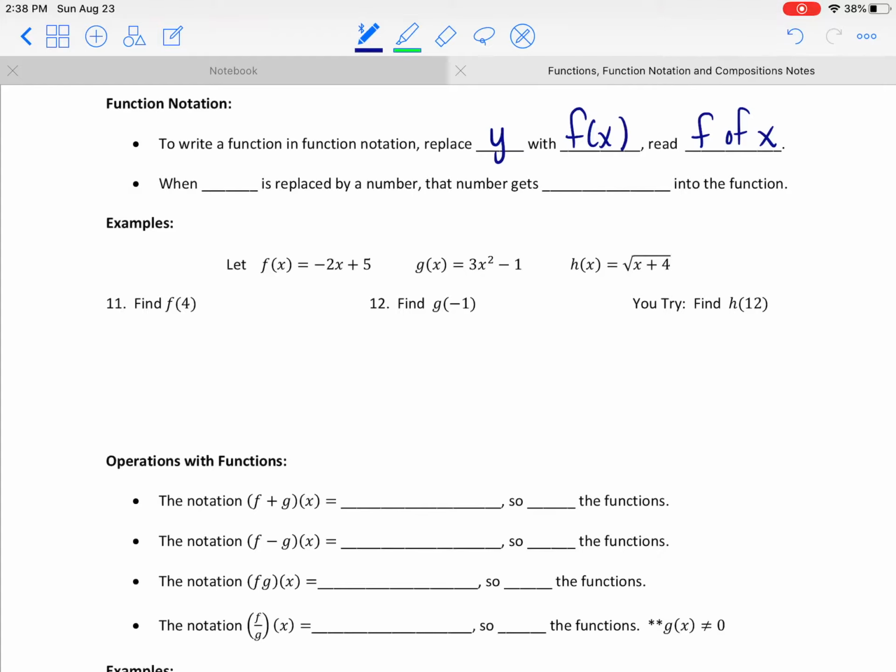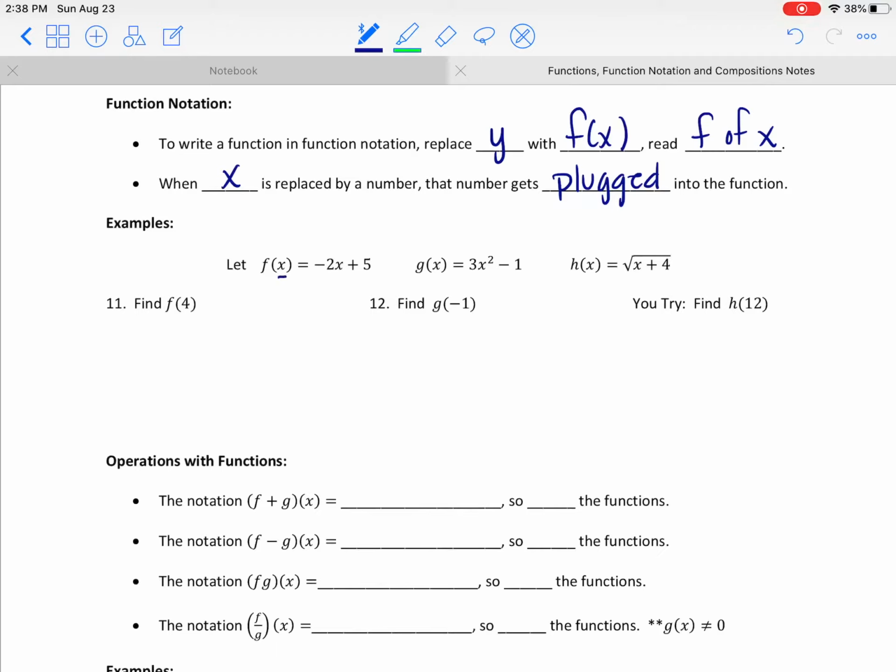Okay? So function notation, to help us distinguish between types of functions, is again something that we've probably seen before, and sometimes with function notation you might be asked to evaluate. Basically what will happen is the x in the function notation could be replaced by a number. When x is replaced by a number, then we want to plug that number into the function and evaluate, find the value when it's plugged in. So the number gets plugged in. Okay, so for instance, we have f of x equals negative 2x plus 5. Number 11 here says to find f of 4.